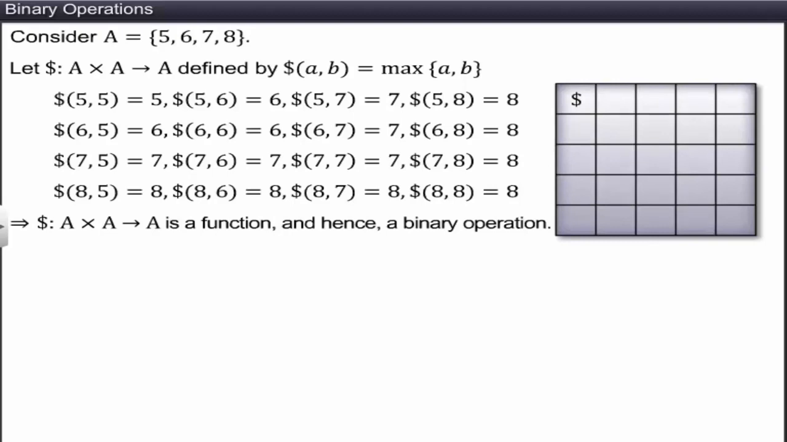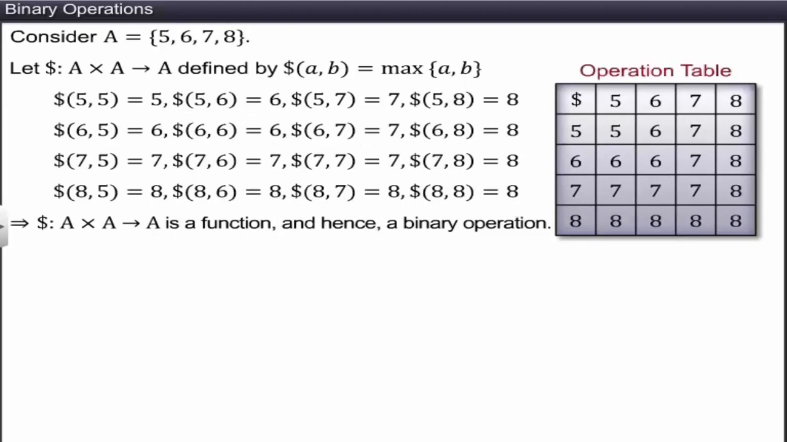Here, we have 4 rows and 4 columns in the operation table, with the ijth entry of the table being the maximum of the ith and the jth elements of set A. Such a table is called an operation table. In other words, when the number of elements in a set A is small, the binary operation $ on set A can be expressed with the help of a table called the operation table.